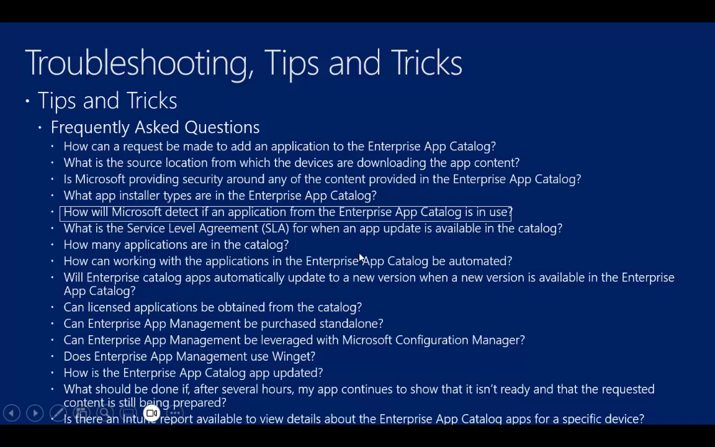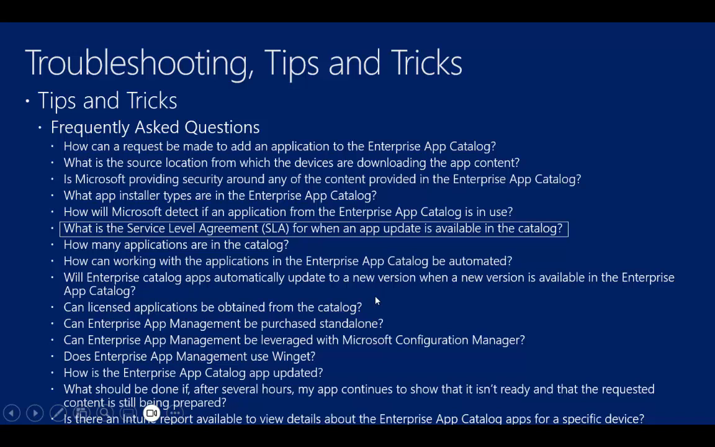How will Microsoft detect if an application from the Enterprise App Catalog is in use? Short answer is we won't, right? So right now in Intune, that question largely probably comes either from just enterprise experience or from using Config Manager, where we do have the ability to detect if an application is in use before we take action on it. And right now there is no equivalent to that in Intune. I can think of some creative ways that you might be able to deal with that, right? But when it comes to the Enterprise Management App Catalog and what we provide there, no, there's no way that we can do that right now.